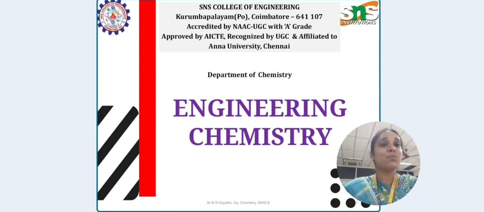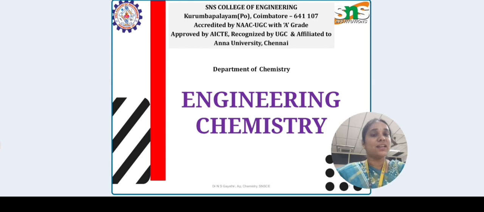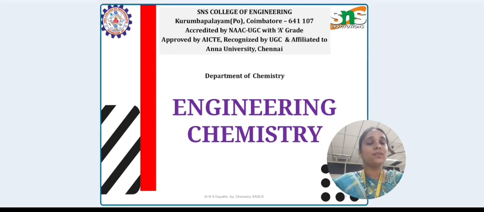Today we are going to see about electrochemistry. It is a branch of chemistry in which chemical reaction is converted into electrical energy, or electrical energy into chemical energy. The conductance and types of conductance we have seen in the previous videos. Here we are going to see about the galvanic cell. Let's move on to the topic.